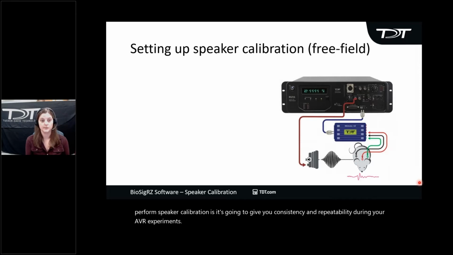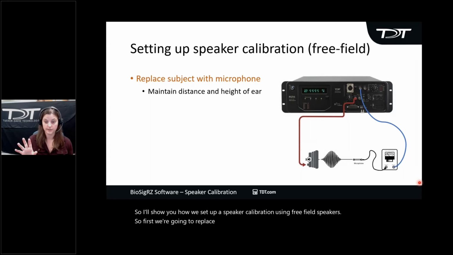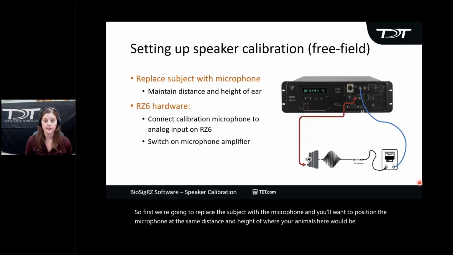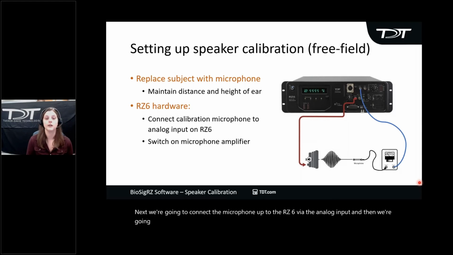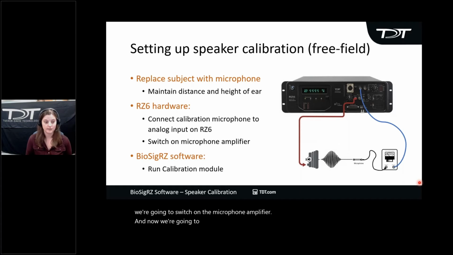So I'll show you how we set up a speaker calibration using free field speakers. So first we're going to replace the subject with the microphone, and you'll want to position the microphone at the same distance and height of where your animal's ear would be. Next, we're going to connect the microphone up to the RZ6 via the analog input, and then we're going to switch on the microphone amplifier. And now we're going to go and run the calibration module on the BioSig RZ software.